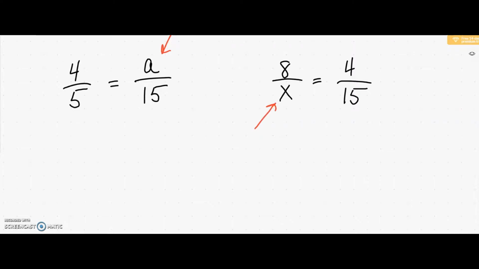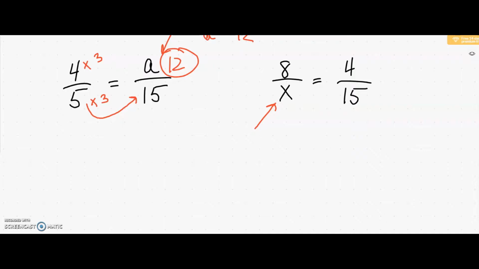Real simple. The clear-cut way to do this is you could first look for a relationship. And if you see a relationship, for example, how does 5 become 15? Well, I know 5 becomes 15 if we multiply by 3. So if I take 4 and multiply by 3, I will get the missing number, which is going to be 12. So A equals 12.